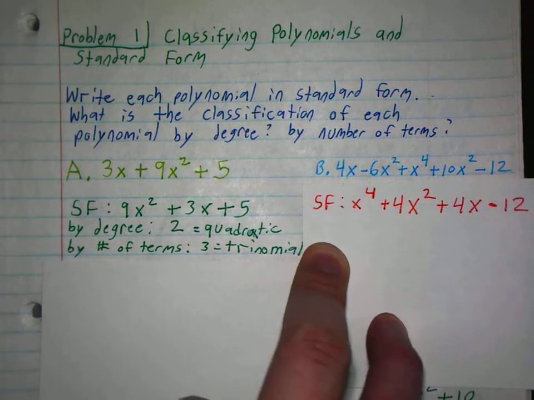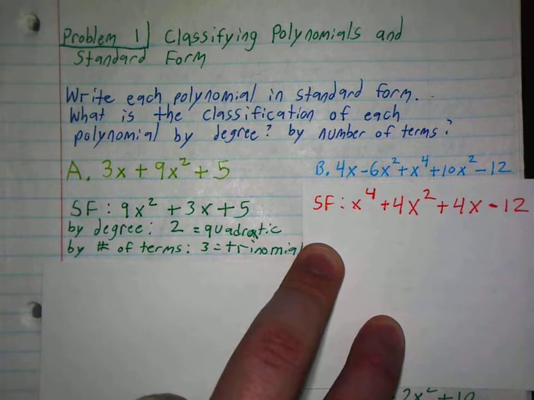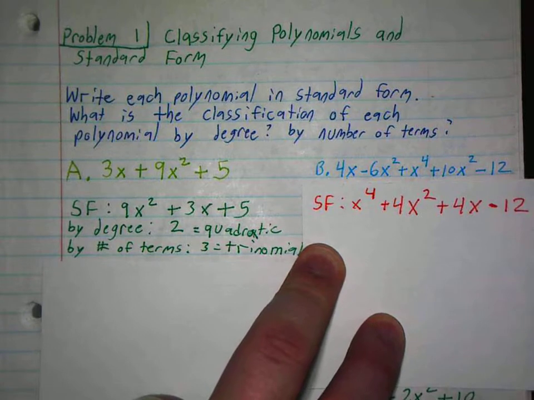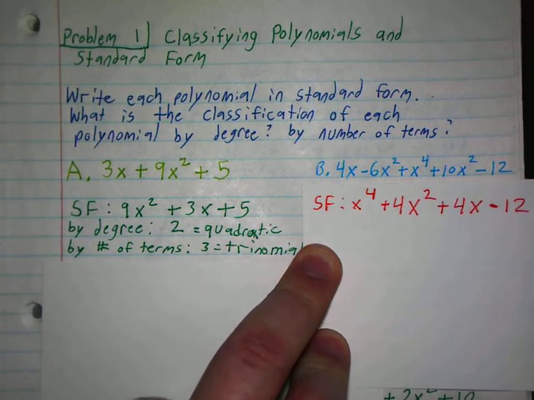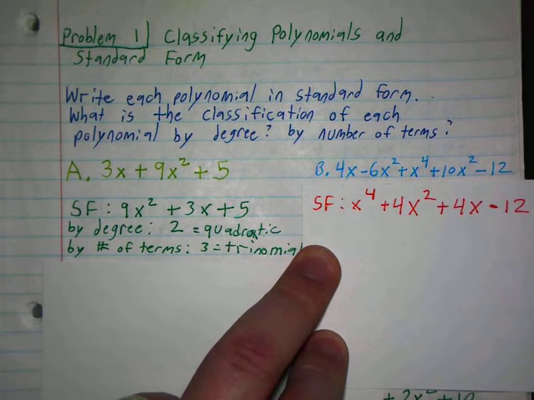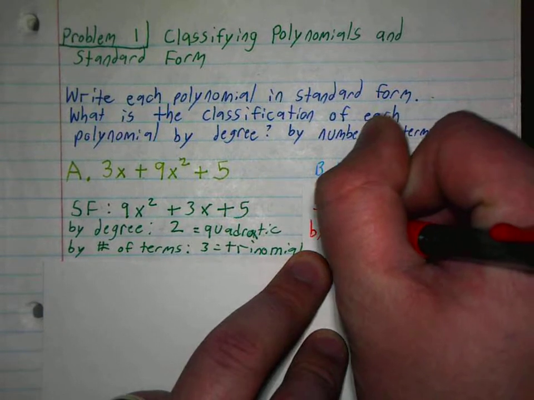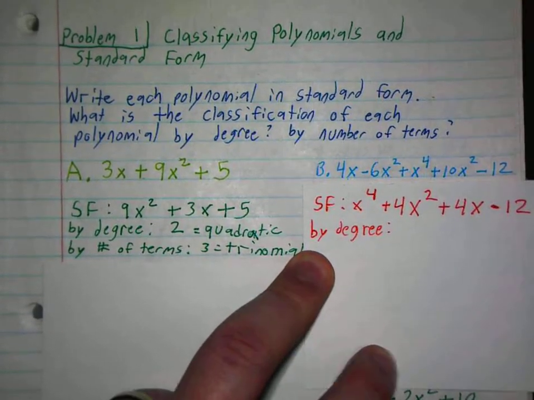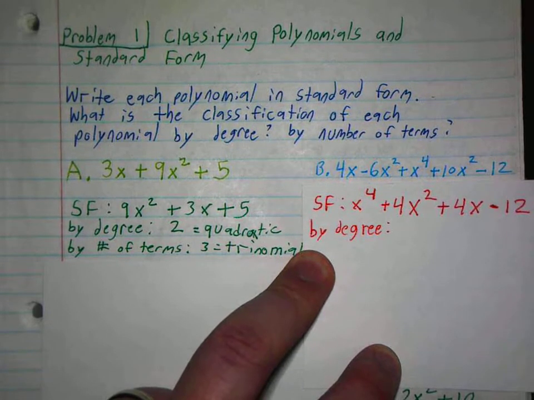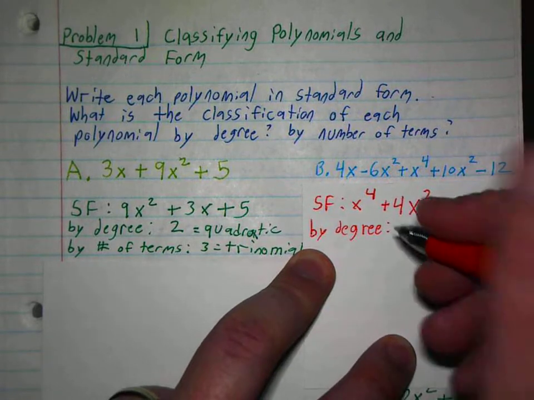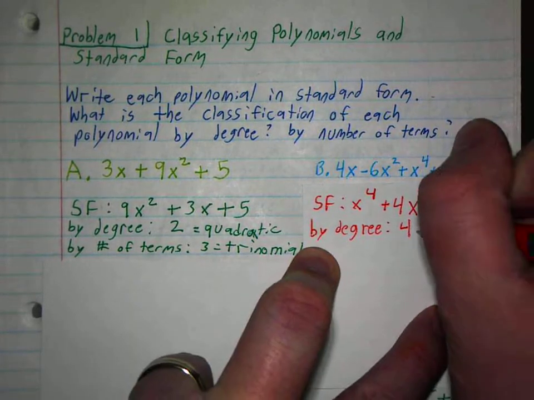Now, if I think back, I only combined 2 terms. So if I started off with 1, 2, 3, 4, 5, and I combined 2 of them, then I'd be down to 4. 1, 2, 3, 4. Also, a lot of kids will cross off as they combine, so they don't forget to put something down. I classify it by degree. Degree, you look at the highest exponent. If it's in standard form, it's going to be the first one. So it's 4, and 4 is called a quartic, right?